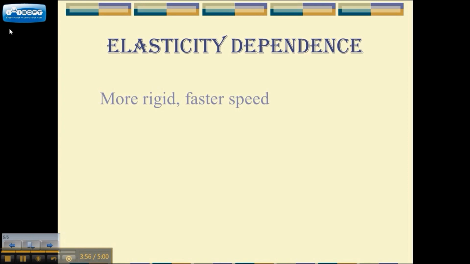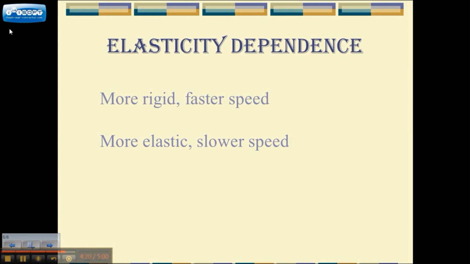The more rigid the material is, the faster the speed, hence solids. Speed is faster in a solid, so it's faster in a more rigid material. It's slower in a more elastic one. And the most elastic that we can think of here on Earth is probably going to be air. Air is very elastic. You can manipulate it very easily.